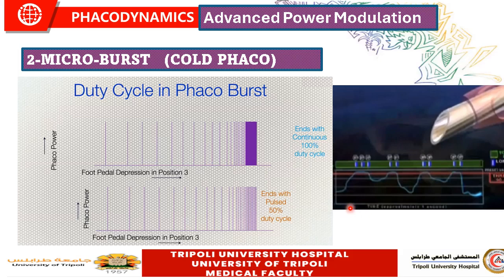Another use of the microburst mode is during the direct chop technique, to impale the lens fragment within the phaco tip. Initially, a small burst of ultrasound is given to the lens fragment to impale the phaco needle into the lens nucleus, and then a direct chop, vertical chop or horizontal chop is done. So this is another achievement of advanced power modulation, known as the microburst mode.